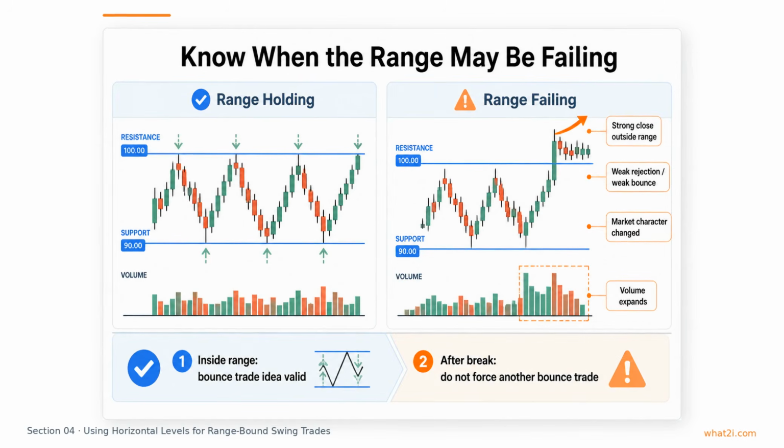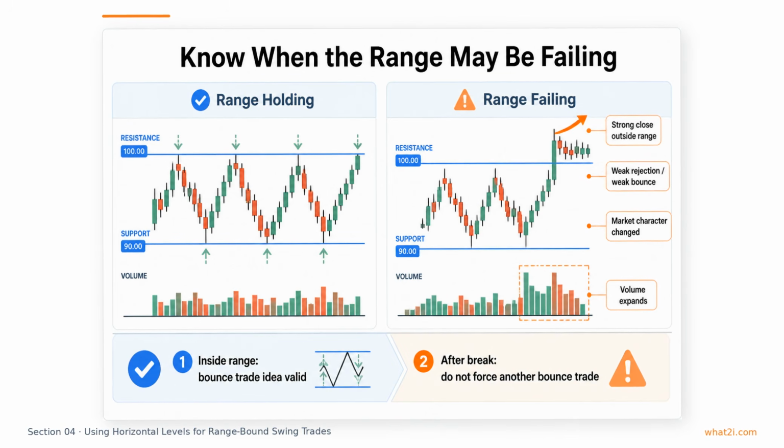Range trading only works while the range is still behaving like a range. A strong close outside the boundary is one of the clearest warnings that the structure may be failing. If that break is supported by expanding volume, the signal becomes more important. Weak bounces from support or weak rejections from resistance can also warn that one side is losing control. Once the market changes character, forcing another bounce trade usually becomes a mistake. Good traders stop treating the market like a box once price shows it may be leaving the box.